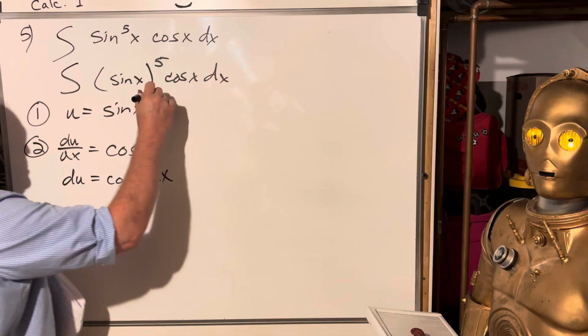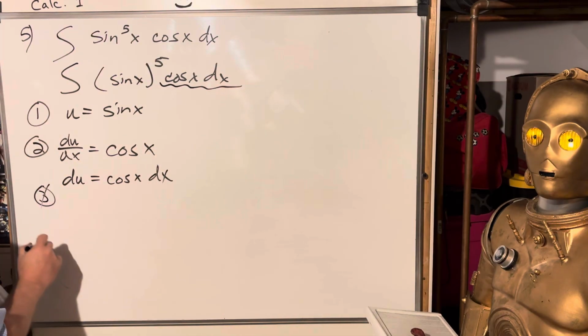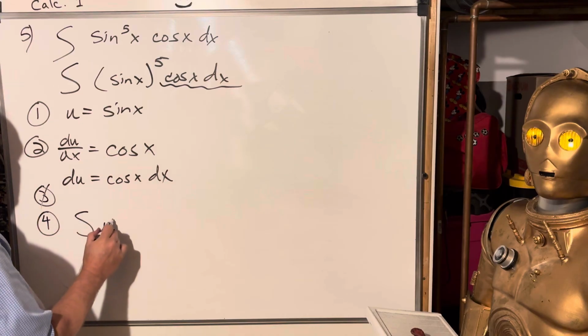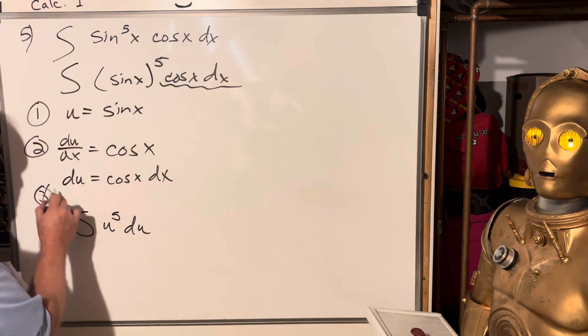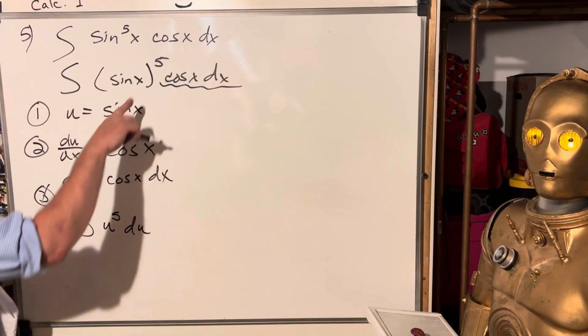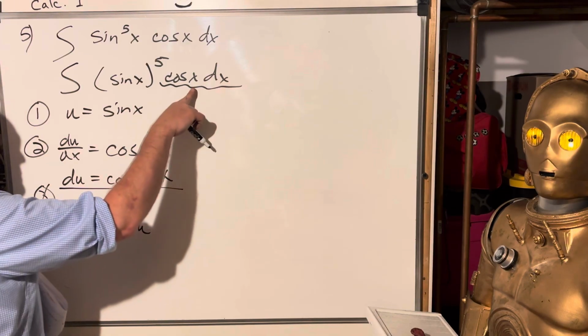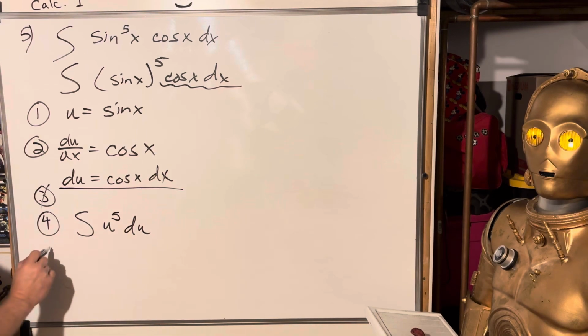And I just so happen to have a cosine x dx, so I don't need a step 3. So step 4 is u to the 5th du. I didn't need any fixing. They kind of pre-cooked this problem. So the du will just fit right there, and the u will fit right there. And now I integrate.